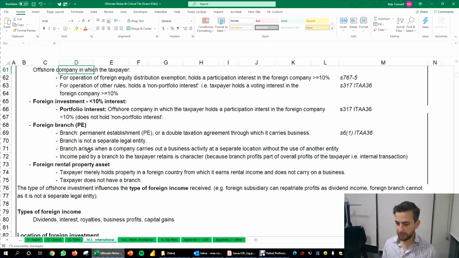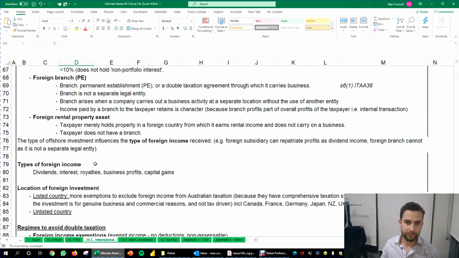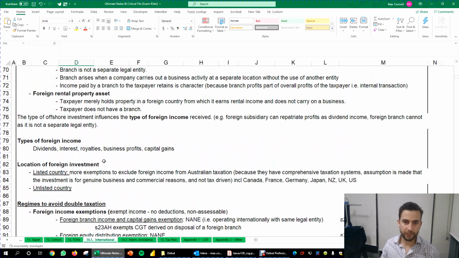And then finally, just a foreign rental property asset. So it's basically the taxpayer just holds a property in a foreign country from which it earns rental income and doesn't carry on a business. And the taxpayer does not have a branch.